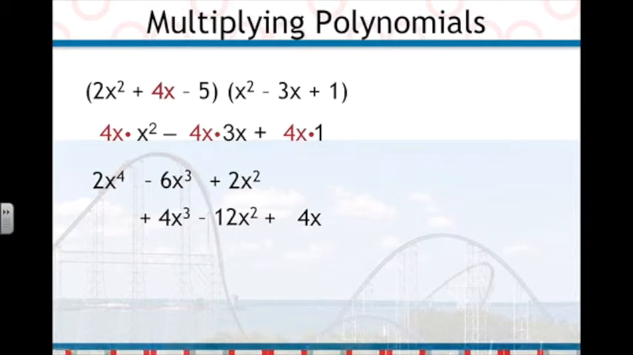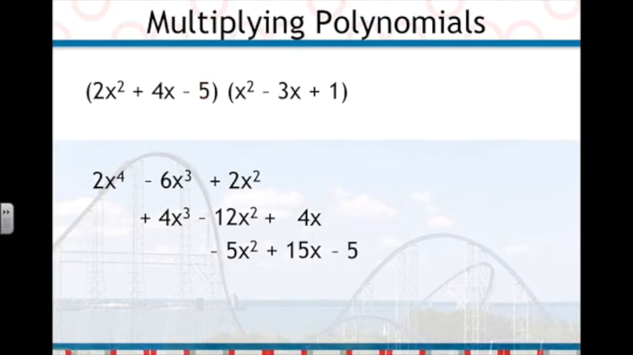Finally, we need to distribute the minus 5 to each of the terms in the second trinomial. Negative 5 times x squared is negative 5x squared. Negative 5 times the minus 3x is positive 15x. And negative 5 times 1 is minus 5.